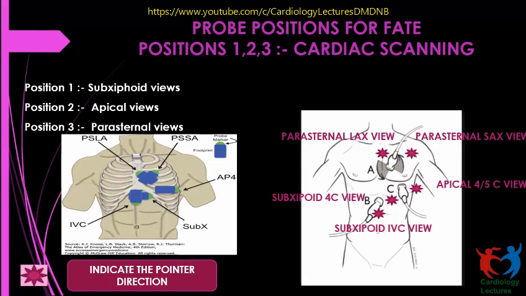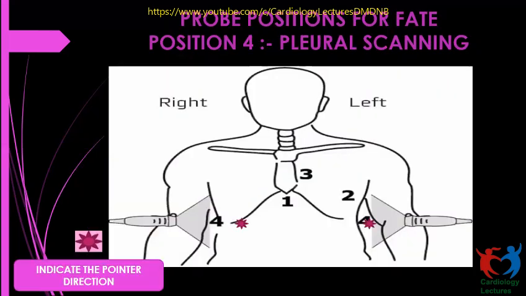So these are the FATE protocol positions. This is for the transthoracic echo, that means the assessment of the heart. Position 1 is the subcostal view, position 2 is the apical view, and position 3 is the parasternal view. This green thing is the pointer direction. Whenever using a phased array transducer, the pointer should be in that particular direction for obtaining the parasternal views and the FATE views. The fourth point in the FATE view is the pleural scanning. Here also pleural scanning comes.